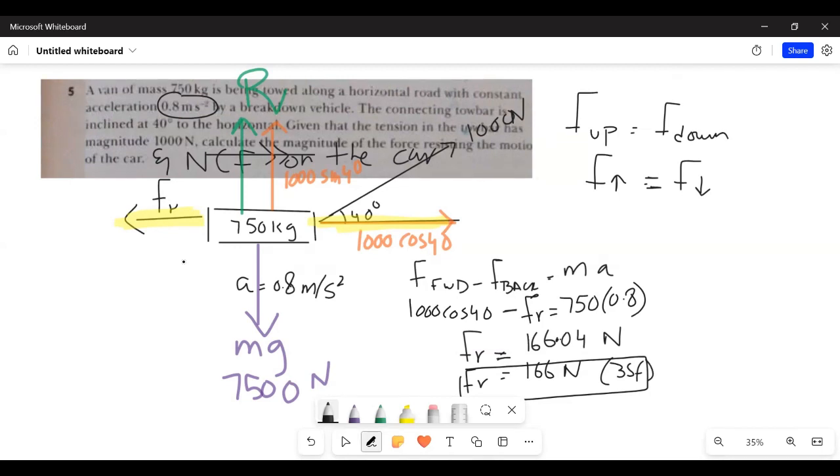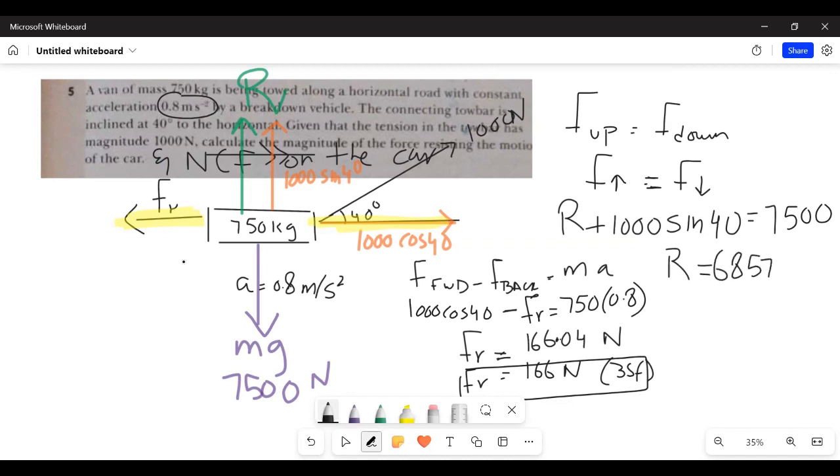Okay, so it's going to be R plus 1000 sine 40 equals 7500. So please find the value of R. What do we get? Find R, you subtract these two. 6,857.21. So you may round it off. 6860 in 3 significant figures. Okay, more questions?